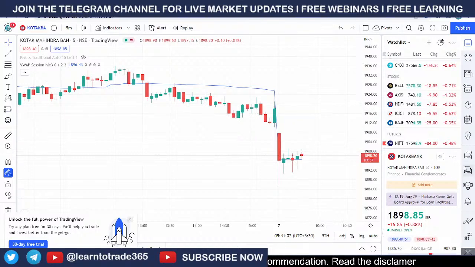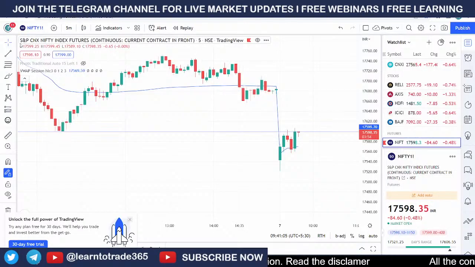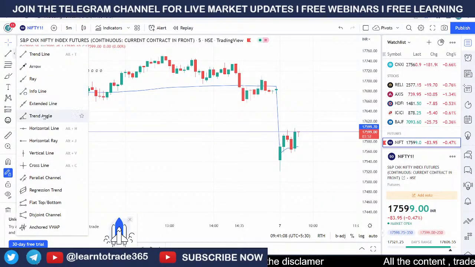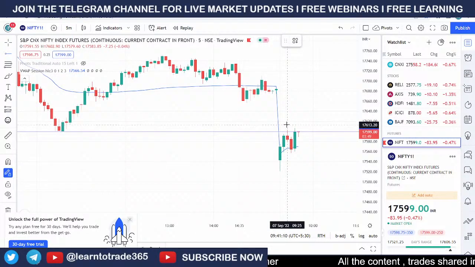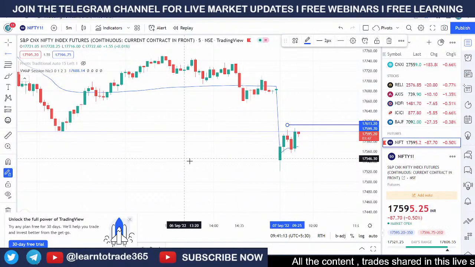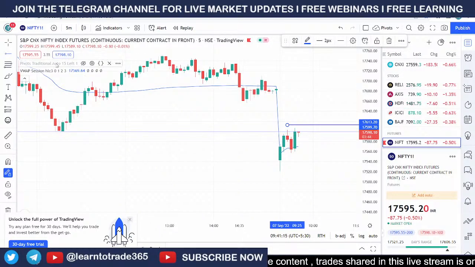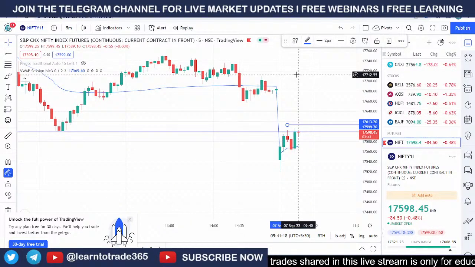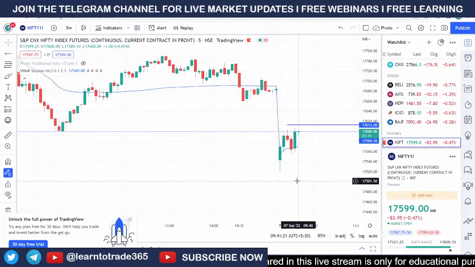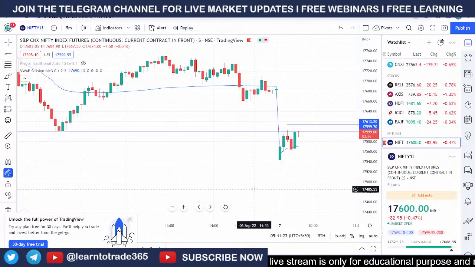Kotak Bank is doing. Let me mark this level also, the level above which I'll be planning my bullish trade. From the option buying perspective, we have the 17,550 call option in my watch list.